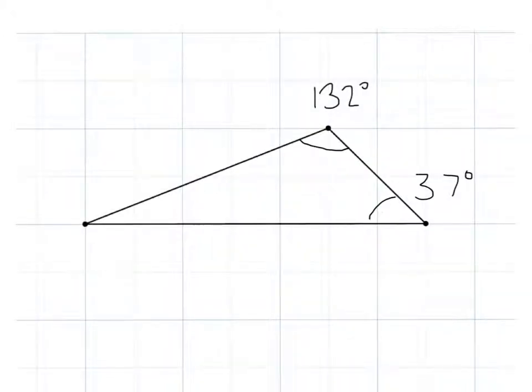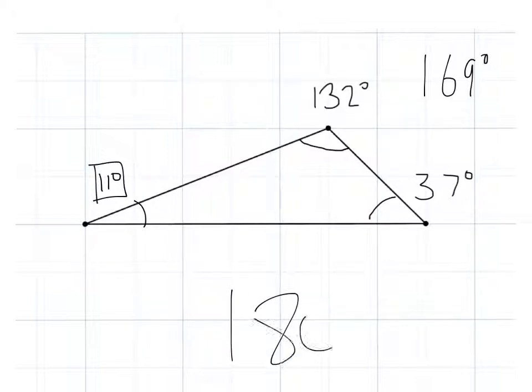Of course, it's easier to add multiples of 10 and even multiples of 5, but when you've got 132 and 37 degrees, the addition's not too bad. I mean, we know that that makes 169 degrees. And we just need to count up to 180 degrees to find this angle here. If I count up from 169 to 180, that gives us 11 degrees. Add the three together and you'll get that 180 degree total.